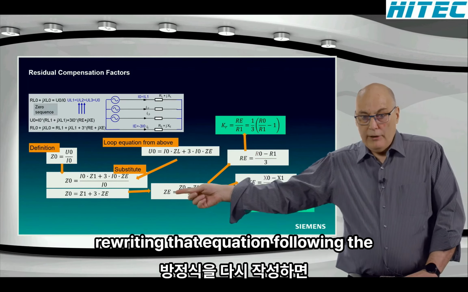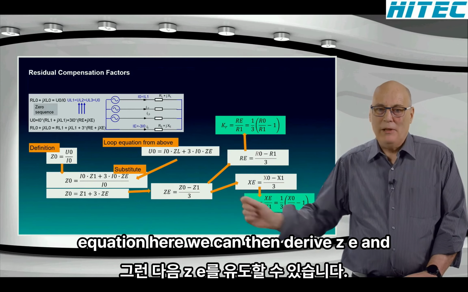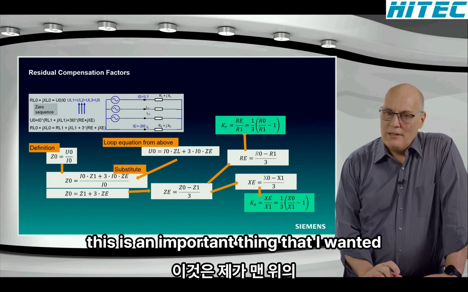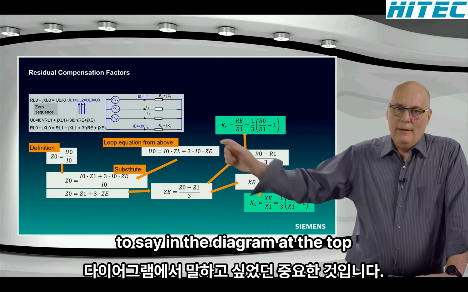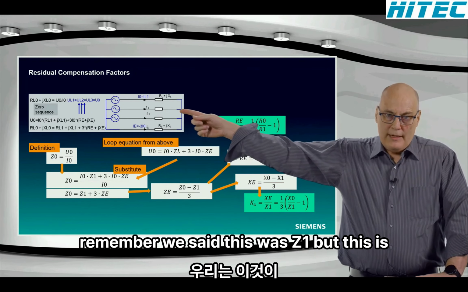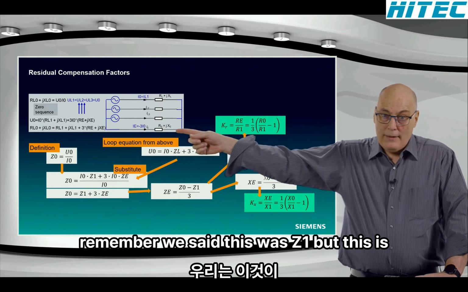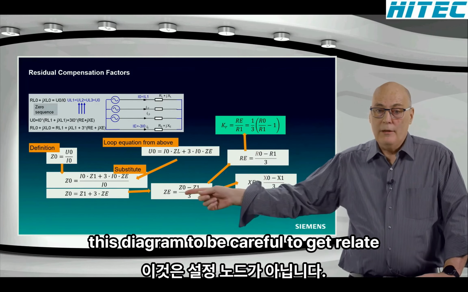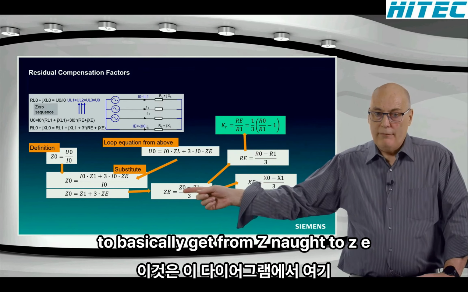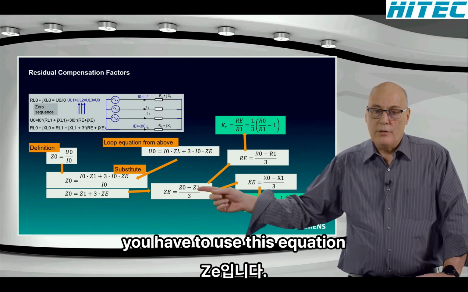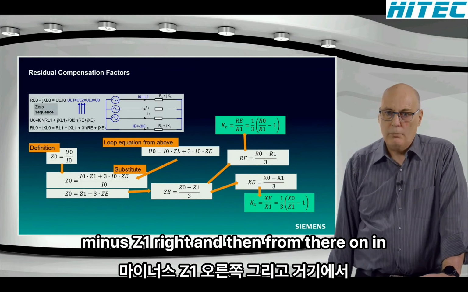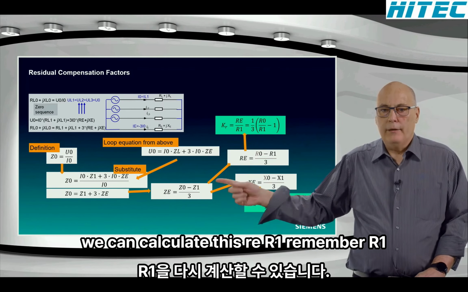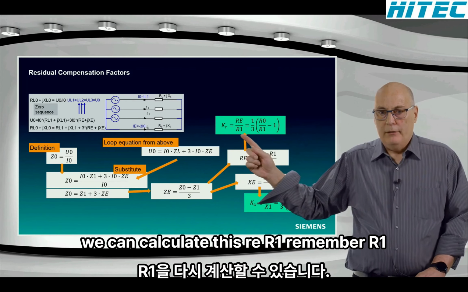Rewriting that equation, following the orange arrows, we then come to this equation here. We can then derive ZE, and this is the important thing that I wanted to say. In the diagram at the top, remember we said this was Z1, but this is not Z naught. This is ZE down here in this diagram. Be careful: to get from Z naught to ZE, you have to use this equation. Z naught minus Z1. All right, and then from there on in, we can calculate this RE, R1.